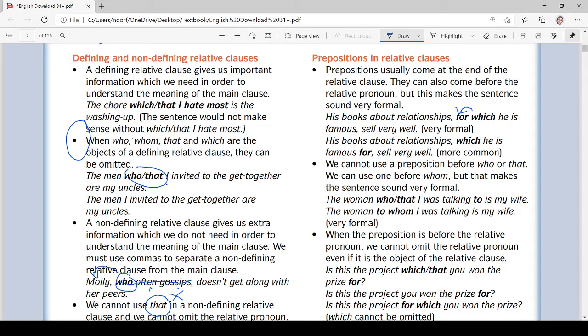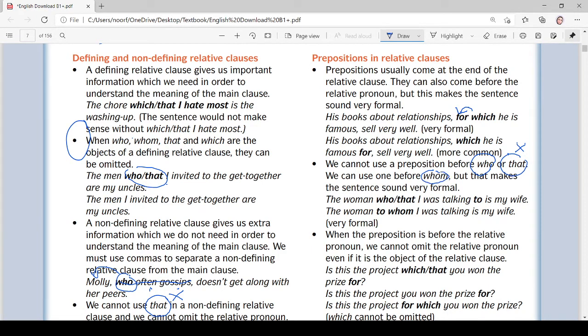Okay. Ini pula, dia boleh juga kita letakkan for ni dekat belakang dia. His books about relationship which he is famous for sell very well. Ini biasa. Okay, next one. We cannot use a preposition before who or that. We can use one before whom, but that makes the sentence sound very formal. Okay, so kalau before who dengan that, kita tak ada guna preposition, tak ada guna for, to. Okay, tapi kita boleh gunakan before whom.